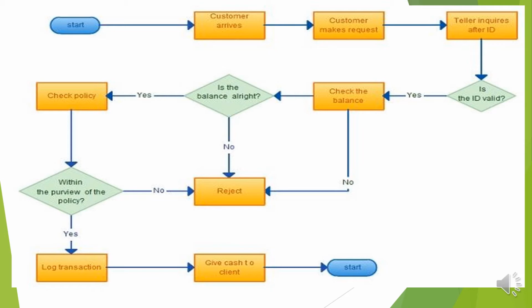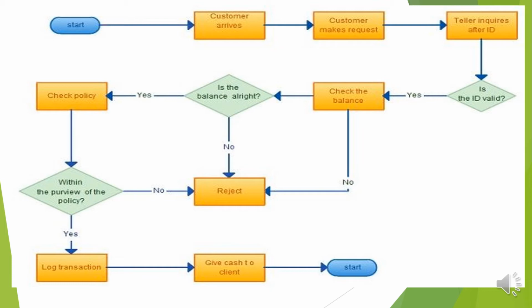Then the next step is the teller inquires about the ID. Someone will check his ID. Here we have a question, and as we said, we put it in a lozenge shape: is his ID valid or expired? If it's valid, we will continue. If it's not valid, we will reject. We will not accept his request.